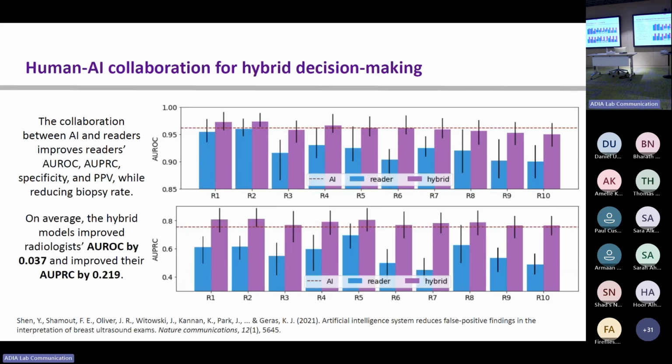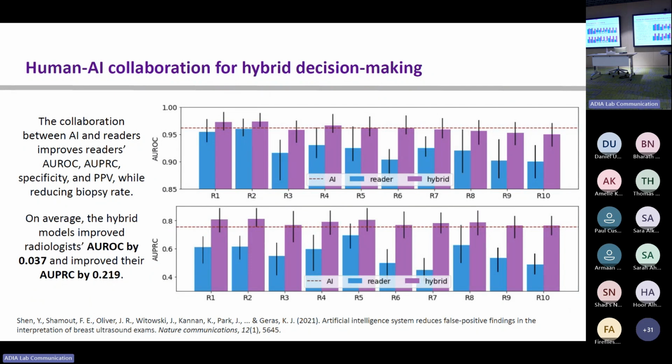But this is, I think, the most exciting result, which is combining the predictions of the AI model with the predictions of the readers. Here we had 10 expert radiologists at the NYU School of Medicine, R1 to R10, and the blue bars show their performance on their own. We constructed a test set that they would need to mark and say, is there cancer or no cancer? The purple bars basically just average the predictions of the reader with the prediction of the AI model. And the red dashed line is just the AI model on its own.